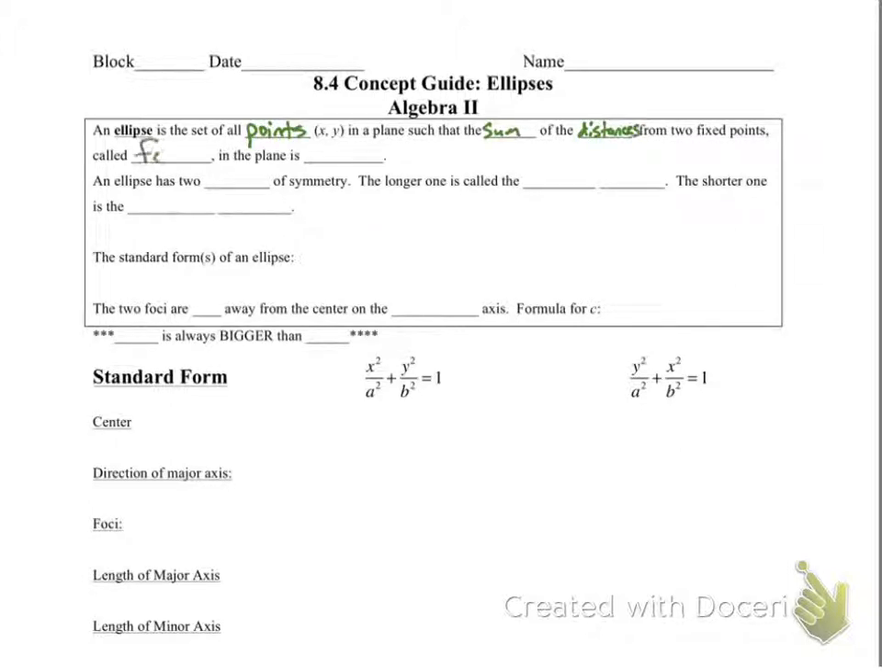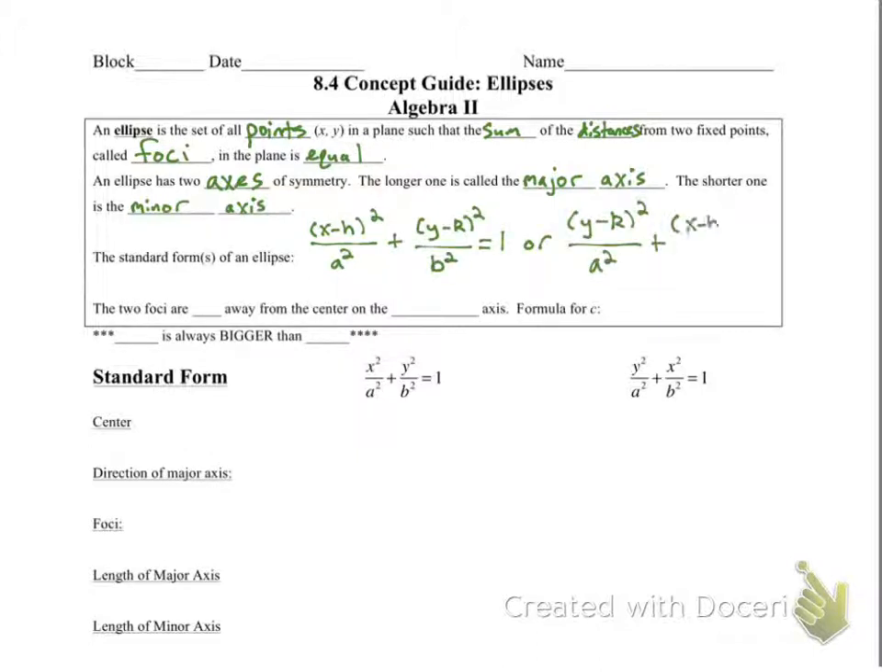An ellipse is a set of all points x, y in a plane such that the sum of the distances from two fixed points called foci in the plane is equal. An ellipse has two axes of symmetry. The longer one is called the major axis, the shorter one is the minor axis. Alright, that is the key right there. The longer one, the bigger number, is the major axis. The shorter one, the smaller number, is the minor axis, okay?